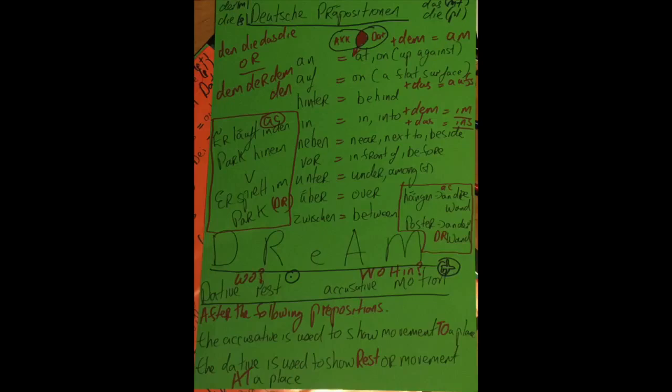So we have an, which is at or on, up against something. So an der Wand, up against the wall. Auf, which is on, but on a flat surface, so auf dem Boden, on a flat surface. Hinter, behind. In is in or into. Neben is near or next to. Vor is in front of or before. Unter is under or among or amongst, some people would say. Über is over, and zwischen is between.